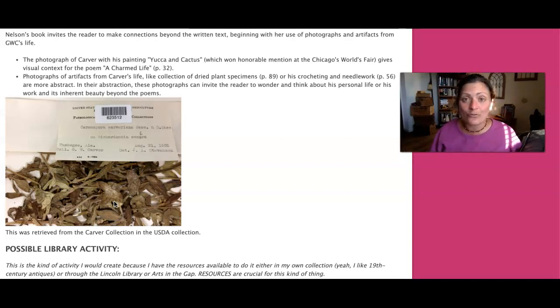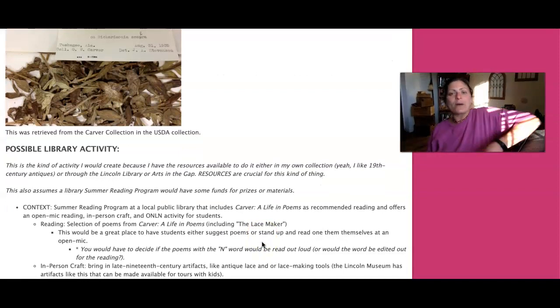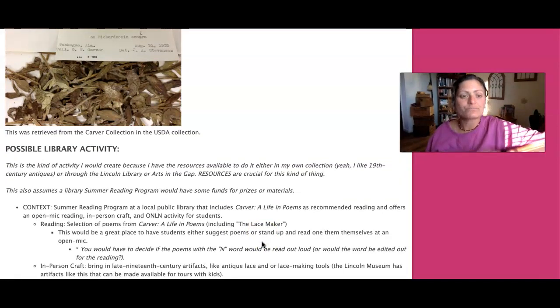Laid the groundwork for it literally with the things he was doing in the 1890s and at the turn of the century. So, on that note, how do we build on this? How do we create activities? I made here a possible library activity. And this is the kind of activity I would make. But one of the reasons I would make it is that I have these resources. So activities do depend on what resources are available.